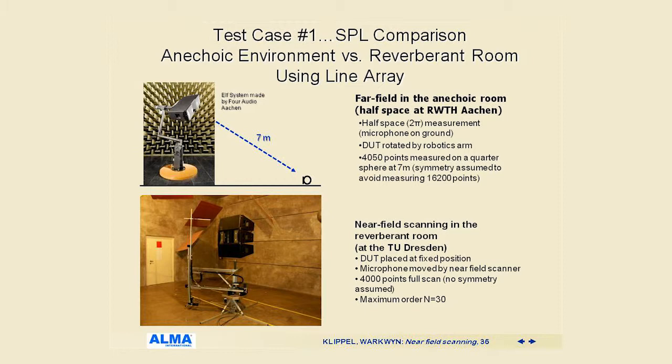Test case number 1. SPL comparison of an anechoic environment versus a reverberant room using a line array. The main thing here is that the only difference is the number of points measured: in the far field in an anechoic chamber it was 16,200, compared to a 4,000 point near field scan in a reverberant room, which is the worst case conditions.